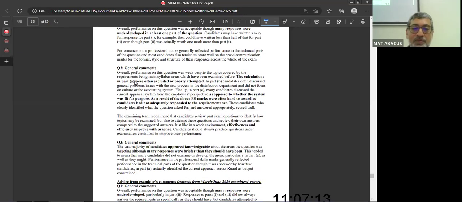All right, so calculations in part were often excluded or poorly attempted. Then we have, finally, candidates discussed the current appraisal system from the employee's perspective as opposed to whether the system was fit for purpose. So again, they have been led by the examiner in a direction and they follow that instead of really answering the question. They are not being critical. As a result of the above, professional skill marks were often hard to award as candidates had not adequately responded to the requirements set. Those candidates who clearly identified what the question asked for and answered appropriately scored well.